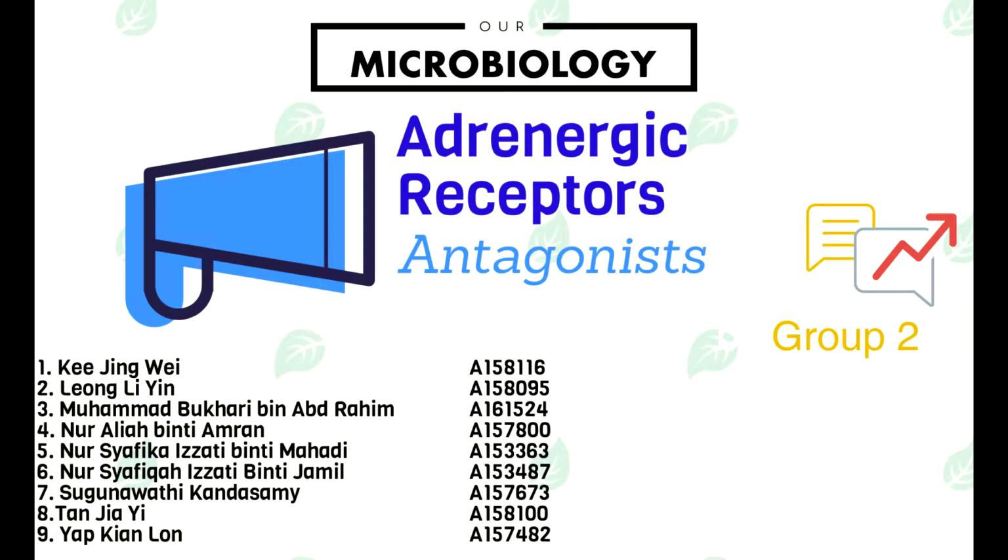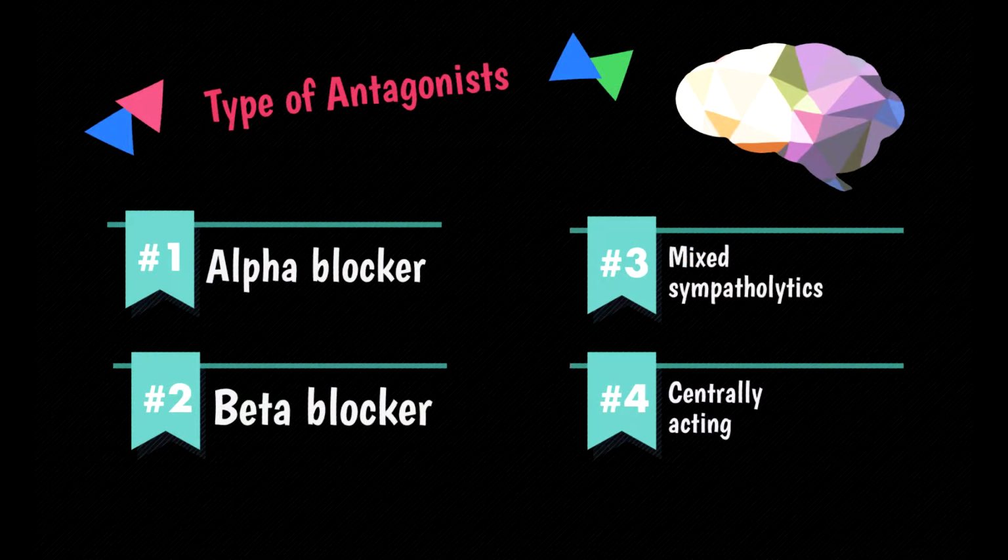Our group will explain the topic adrenergic receptor antagonists. There are four types of antagonists, which are alpha blockers, beta blockers, mixed sympatholytics, and centrally acting. We will explain further the examples of the drugs, the mechanism of action of the drugs, the pharmacokinetics of the drugs, indication and the side effect of the drugs.